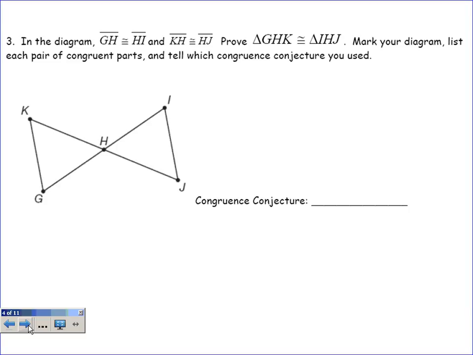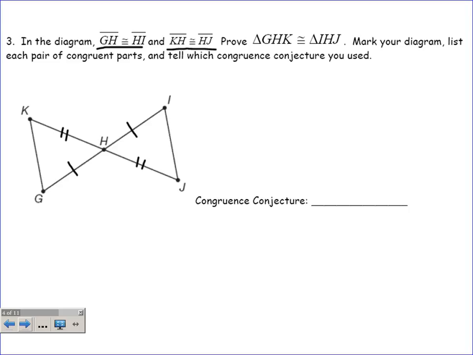So we're going to mark the diagram. How do I show that GH is congruent to HI on the diagram? Let's use a tick mark. So 1 tick mark here, 1 tick mark here. That's my tick mark. And the second statement says KH is congruent to HJ. I don't know if those are congruent to the other pair, so I can't use 1 tick mark. What am I going to use? 2. So KH is congruent to HJ.